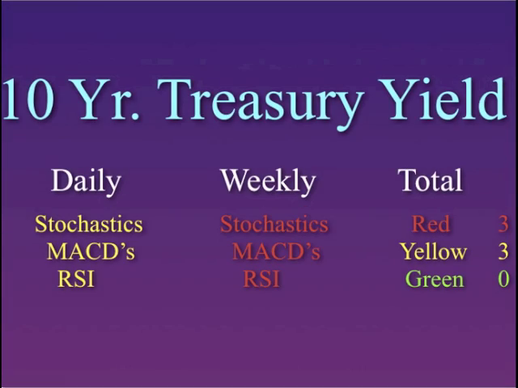And summing up the 10-year Treasury yield, we analyzed the daily chart and the weekly chart. On the daily chart, stochastics, MACDs, and relative strength index were all neutral, and they're improving, so we gave them a yellow mark. On the weekly chart, stochastics, MACDs, and relative strength index were all still negative and had a way to go. We gave those red marks. So we're split on this one. We had 3 red marks, 3 yellow marks, no green marks.